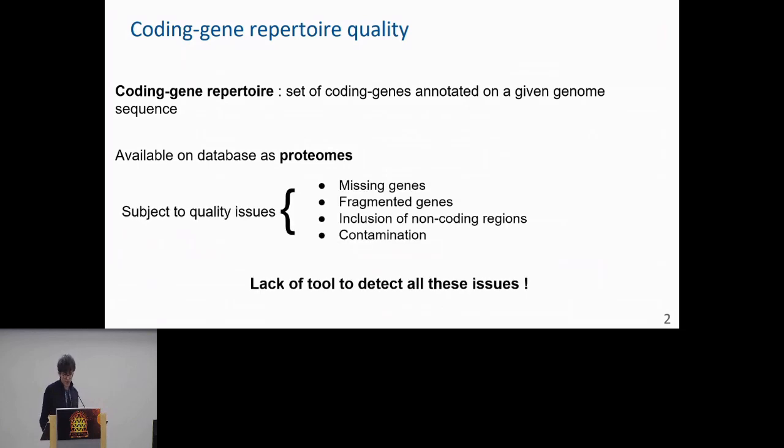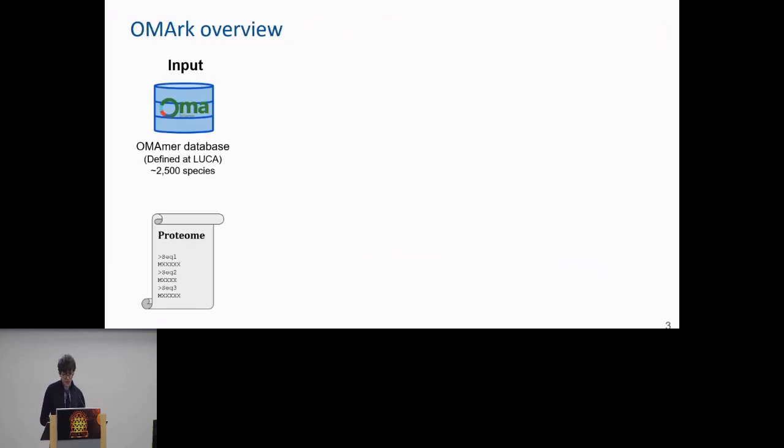But they are subject to many quality issues: they can be missing genes, they can be fragmented genes, they can include non-coding regions predicted as coding genes, or they can be contaminated. Although there are tools to detect some of these issues, there is a lack of tools to detect all of these at once. And that's why we developed OMArk.